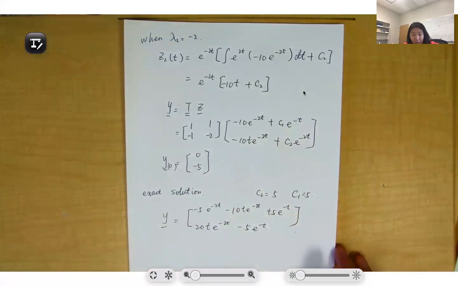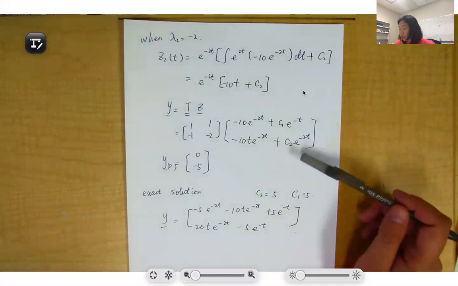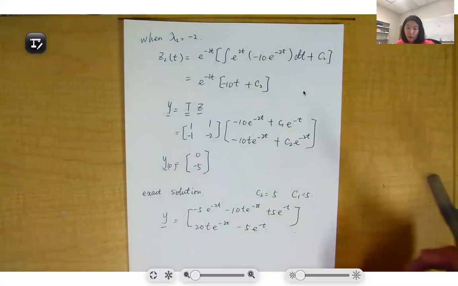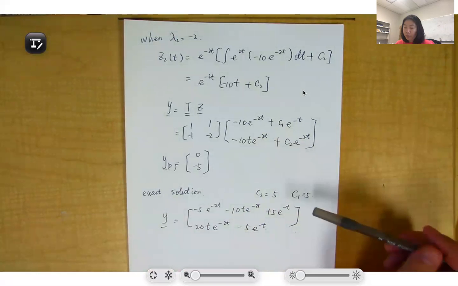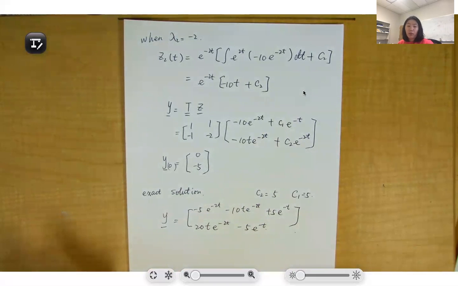It should be exactly the same as how we solved it with undetermined coefficients. And one thing to note: whenever you are inputting the initial value, it has to be applied to the general solution, not the homogeneous solution only, okay?